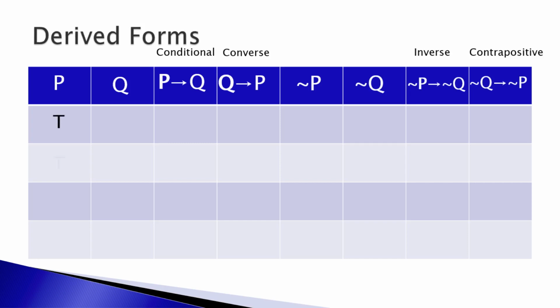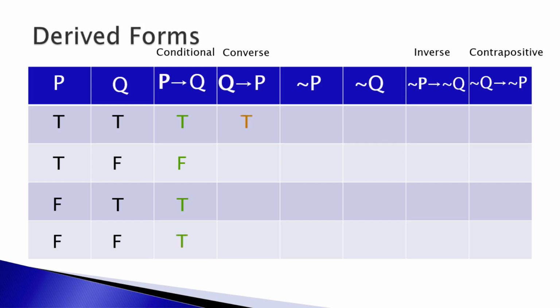So again, just fill in the truth values for P of true, true, false, false. The truth values for Q of true, false, true, false. The truth values for P implies Q: true implies true is true. True implies false is false. False implies true is true. And false implies false is true.